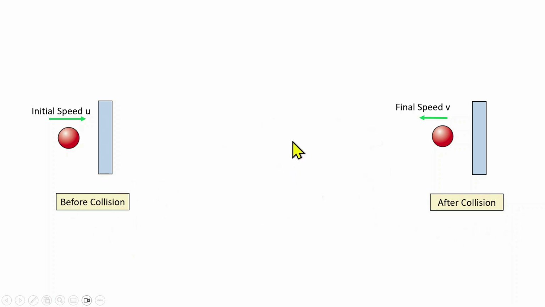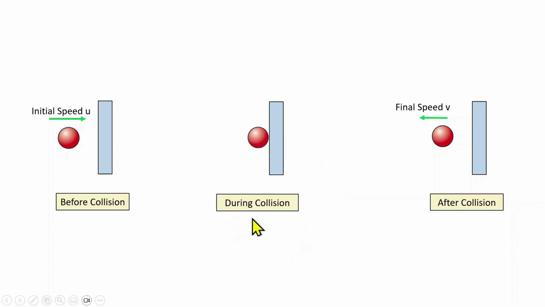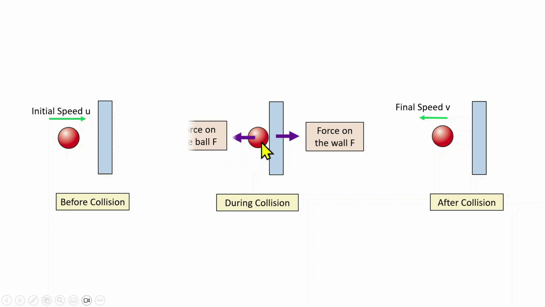But there is a transition period in the middle, which is called during the collision. That's the point where the ball actually makes an impact with the wall. Now, since the ball was traveling rightwards and it hit the wall towards the right, the wall is going to experience a force. That force is provided by the ball but applied on the wall. Now, according to Newton's third law, every force is in pairs. That means the wall is also going to push the ball towards the left hand side.